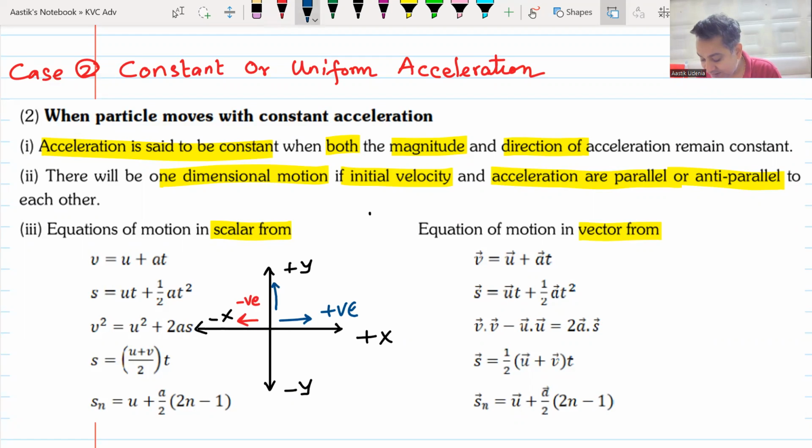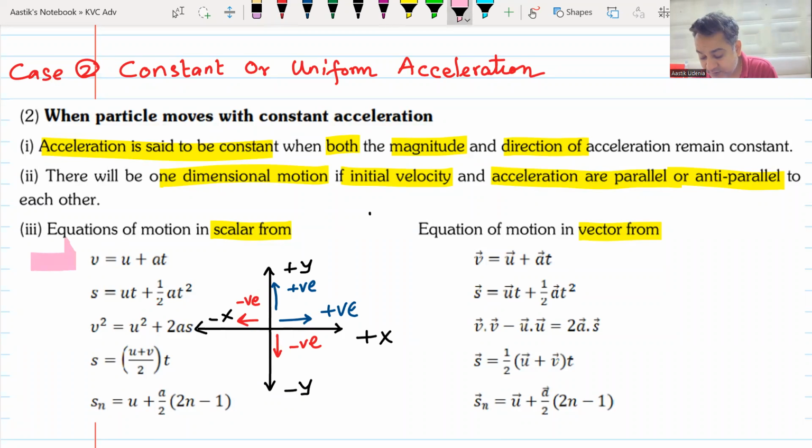Anything directed along positive y will be treated as positive, and anything going down will be treated as negative. Acceleration due to gravity is always downwards. Therefore, we are always going to treat it as negative. Do we understand this? Yes or no? Yes, sir.